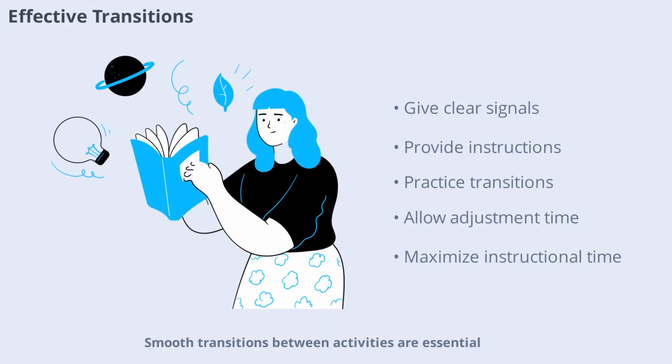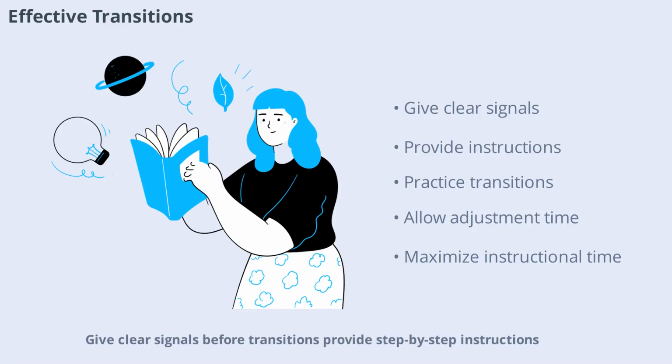Smooth transitions between activities are essential for maintaining order and maximizing instructional time. Give clear signals before transitions, provide step-by-step instructions, and allow students time to adjust. Practice transitions just like any other routine. When students know what to expect, transitions become quicker and less chaotic, helping to keep the classroom running efficiently.